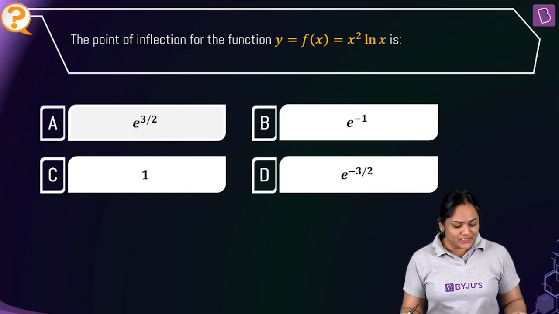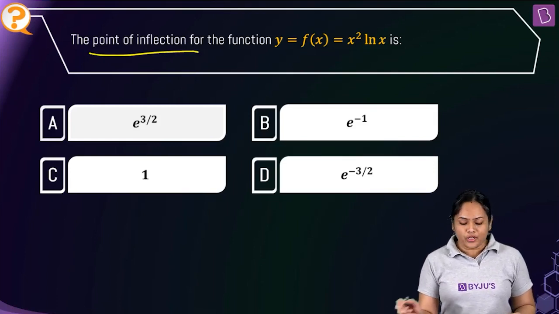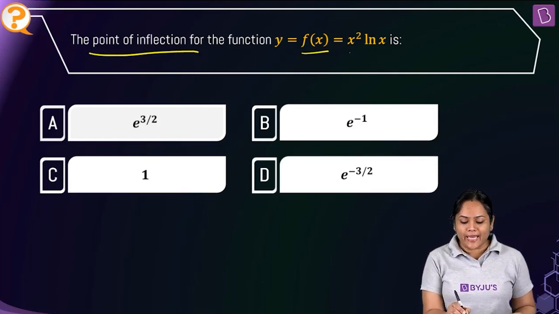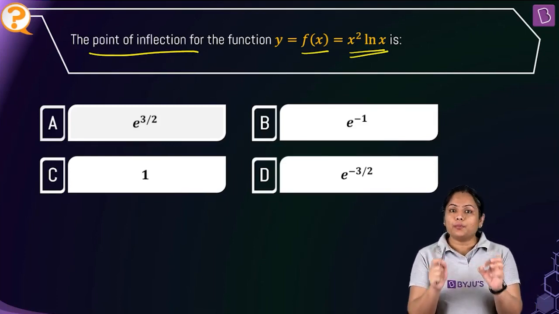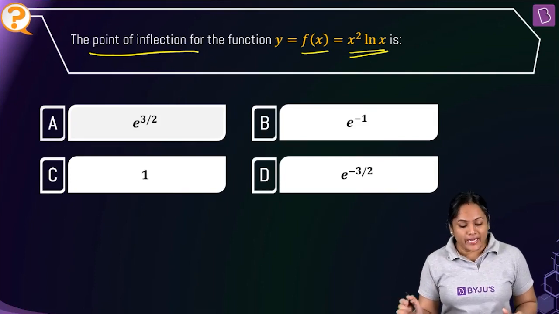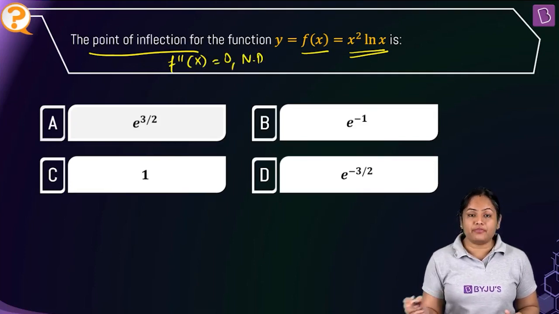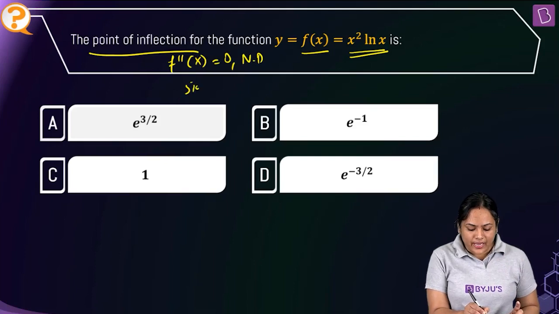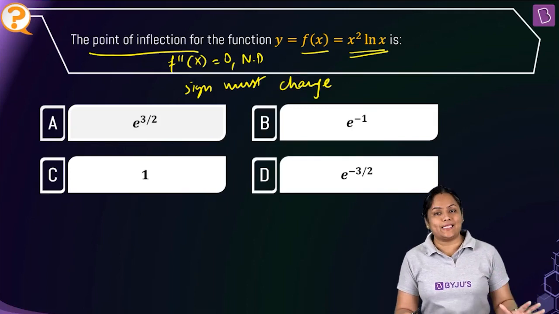Well, moving further, here they have asked about point of inflection for the function f x which is equal to x square ln x. Now, what is the point of inflection? The point where concavity changes, right? So, for this point of inflection, f double dash x should be either 0 or it should be not defined and its sign must change about this point. So, this is another important condition for point of inflection to exist.